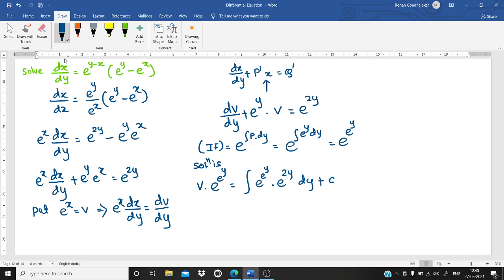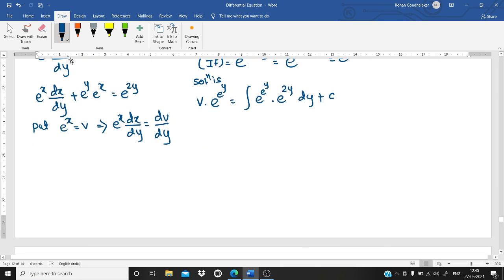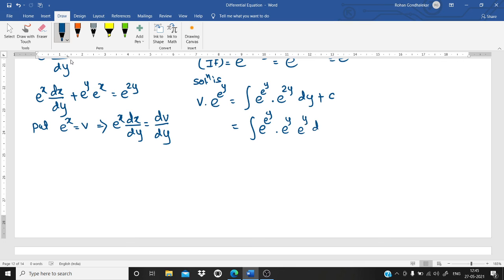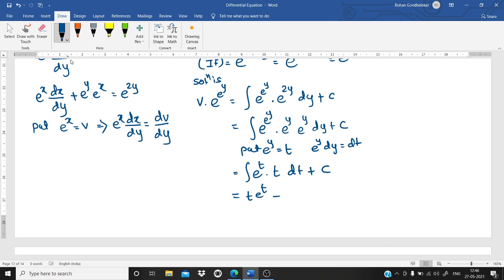So this e raised to 2y can also be written as e raised to y into e raised to y. So this is e raised to y into e raised to y into e raised to y dy plus c. So to solve this integral, put e raised to y is equal to t. Therefore, e raised to y dy is equal to dt. So hence my integral becomes e raised to t into t dt. We have already seen the integration of e raised to t into t, so I'll directly write down t into e raised to t minus e raised to t plus c.